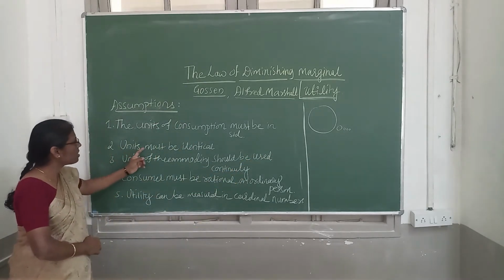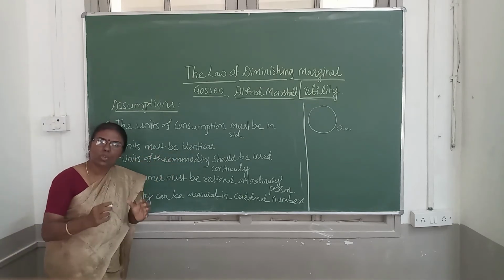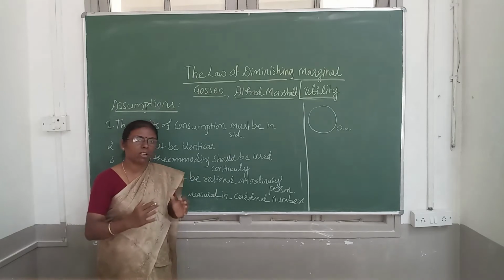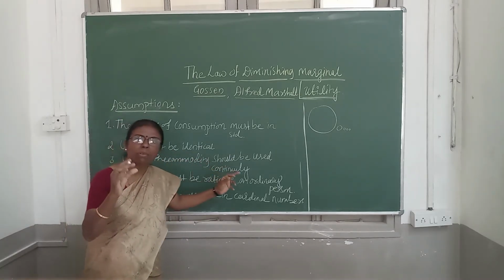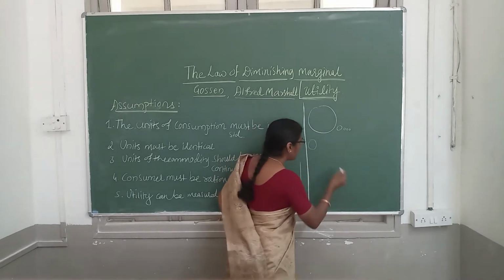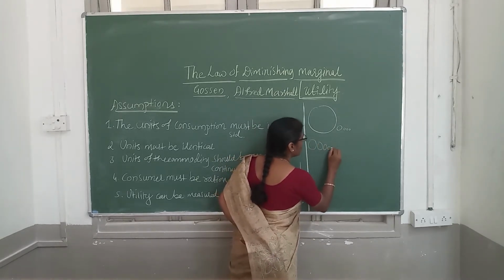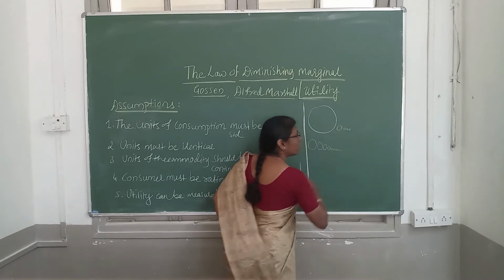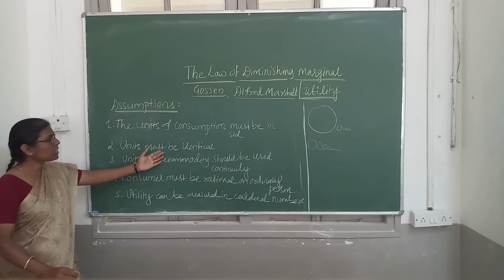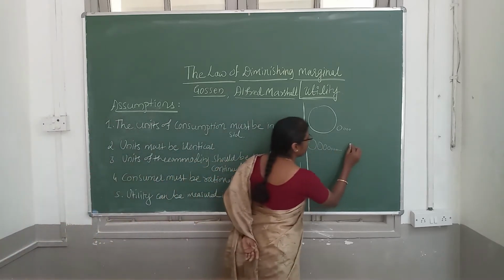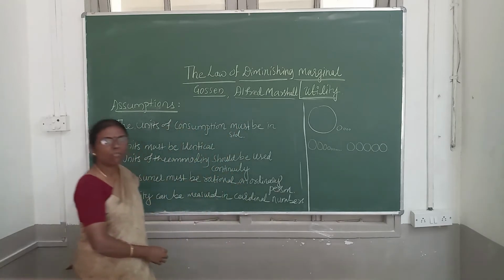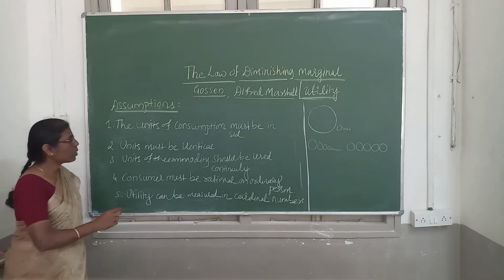Then the second one: units must be identical. Take for example the consumption of pedas. Suppose 6 pedas are there. The 6 pedas must be the same in size. If the size of the first peda is this, and the second peda goes on declining in size, and so on, what happens? The marginal utility increases. So they assume that units must be identical. The units must remain the same, with no change in the size of the peda. This is the second very important assumption.